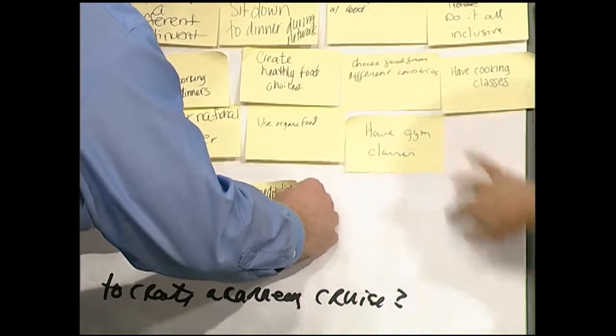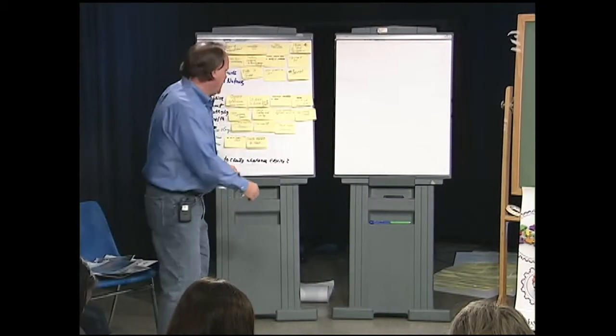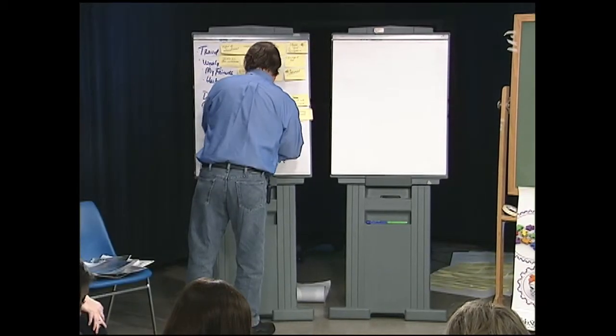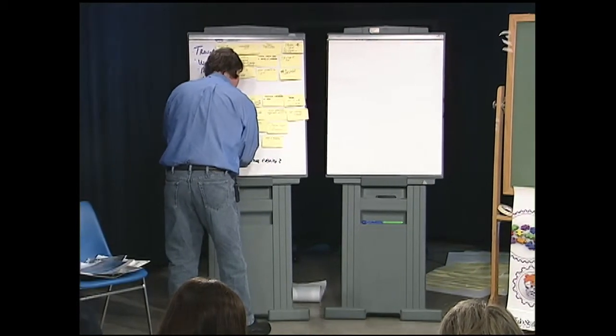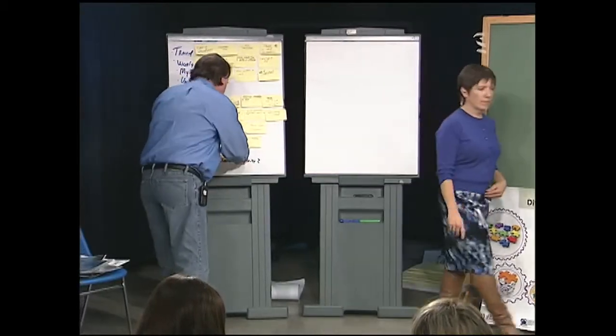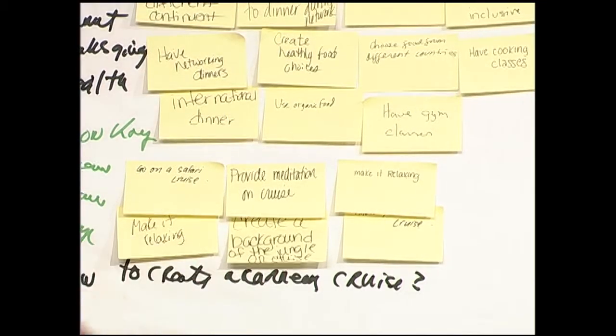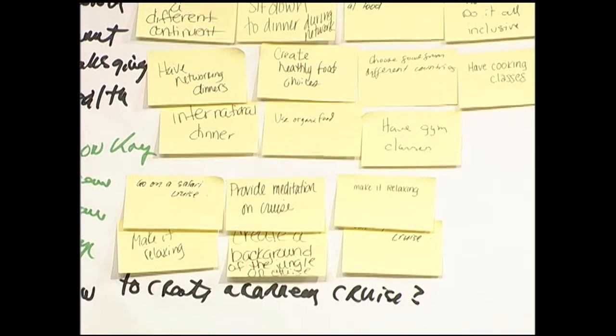Make it relaxing. Beautiful. Okay. Allow pets on the cruise. Okay. Create a background of the jungle on the cruise. Okay, great. Beautiful. Okay, we can stop with that. All right. So, Val, have we got some ideas here for how to create a career cruise that you might be able to play with, work with a little bit more? Yes. Okay, great.